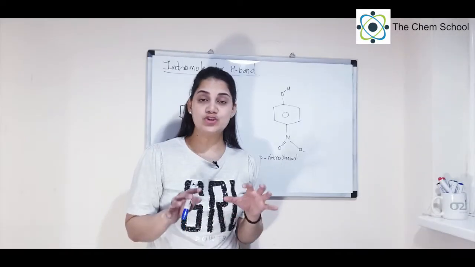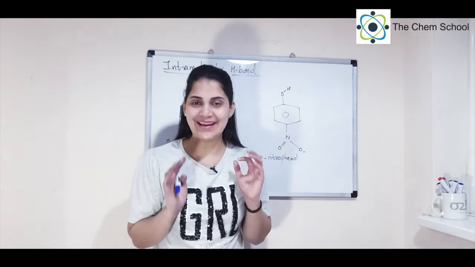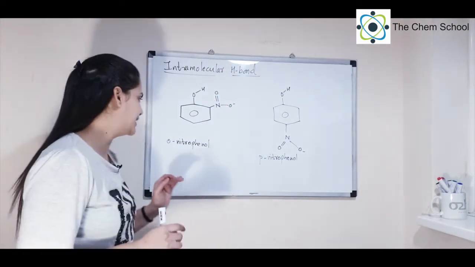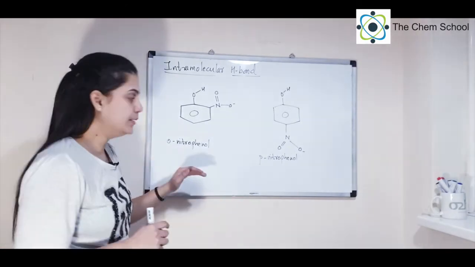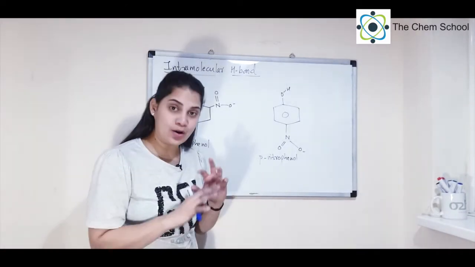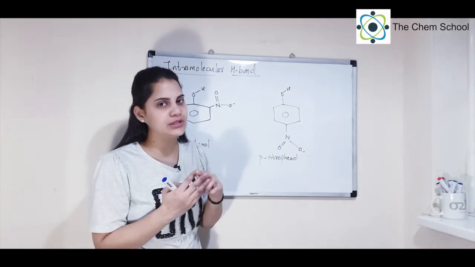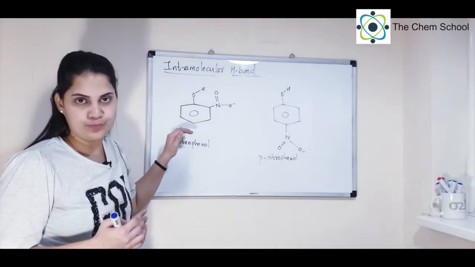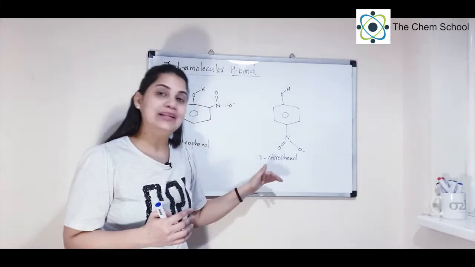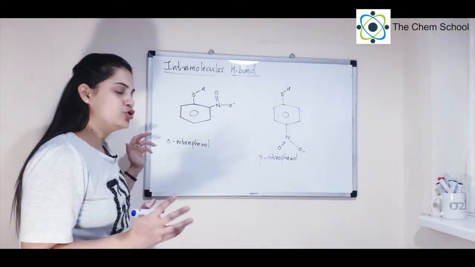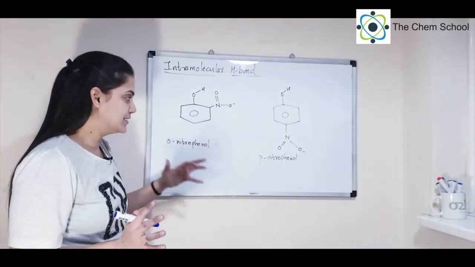Now let's talk about the last part of hydrogen bonding, and that is intermolecular hydrogen bonding. I have taken two very important examples: orthonitrophenol and paranitrophenol. In a benzene ring, if you have two groups adjacent to each other, it is called ortho. If they are opposite each other, it is called para. Clear? Now let's talk about which hydrogen bonding is present in both of them.